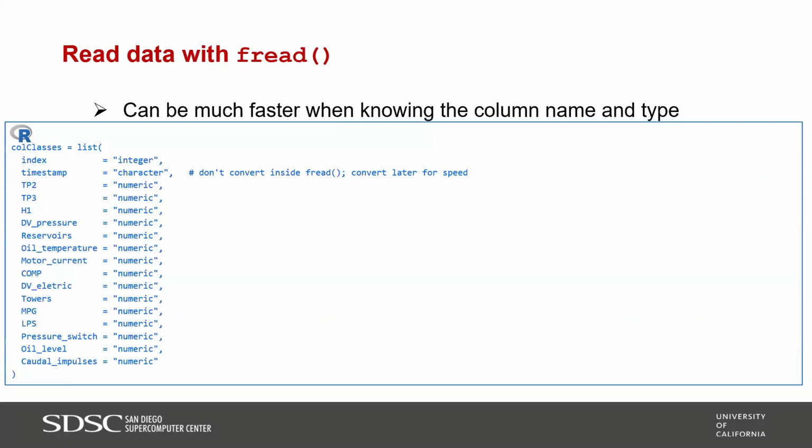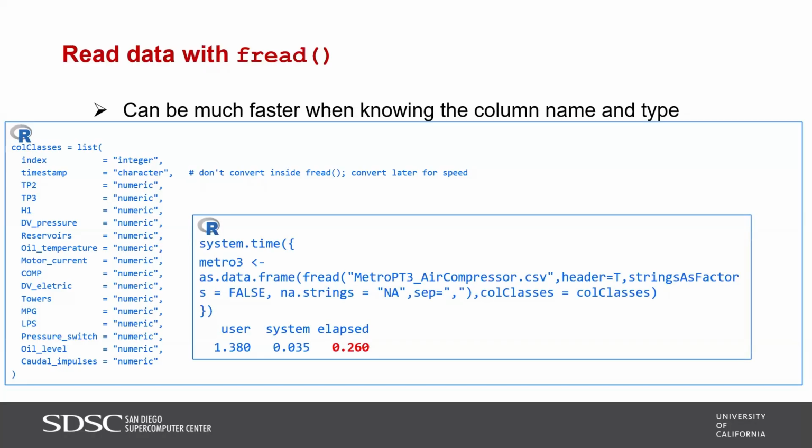If we already know the column name and the data type of each column, like in this example, we can make fread run even much faster. We just specify the column names and the column data types and use them in the fread, and the data reading takes just 0.26 seconds to finish.